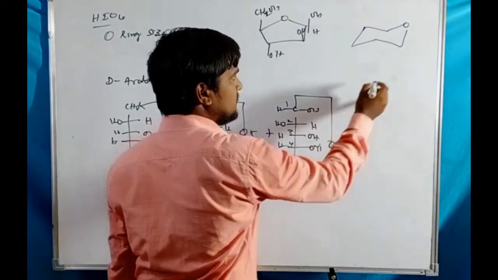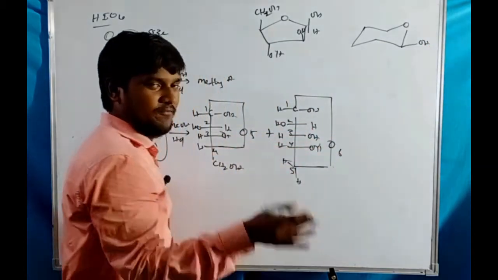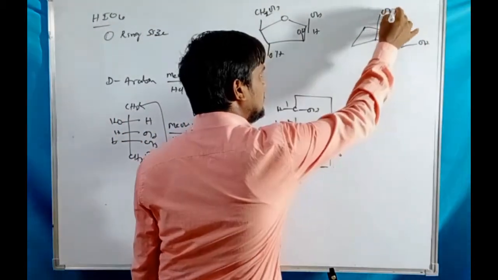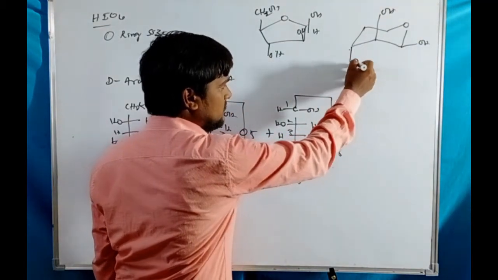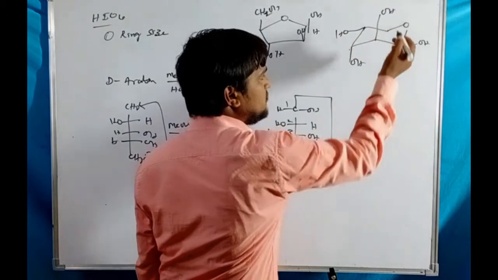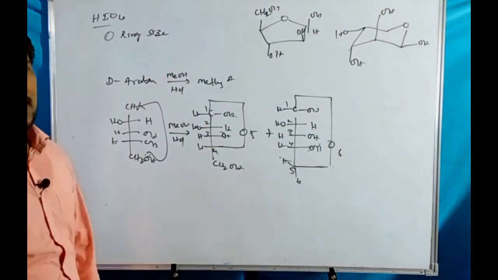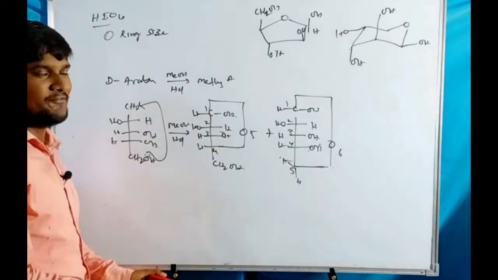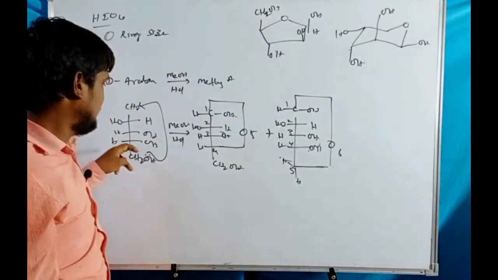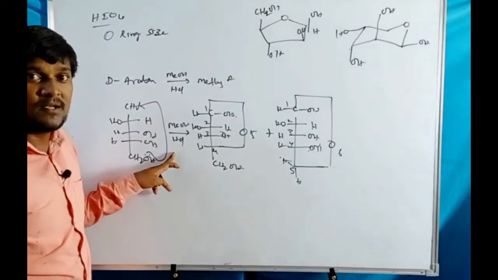Now the first position may be alpha or beta. Alpha indicates bottom, beta indicates top. The second position is upside. The third position is on the right, meaning downside. The fourth position, on the right, is also downside. The fifth position has the two hydrogen atoms. These two are the cyclic structures of D-arabinose treated with methanol in the presence of HCl.